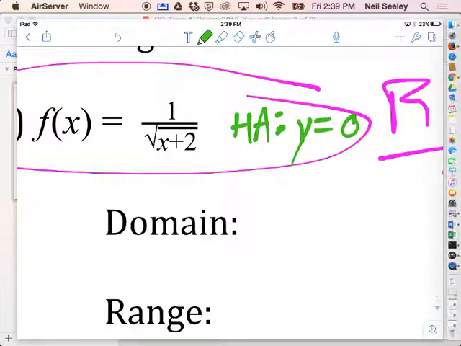It's bottom heavy. More degree in the bottom. Half a degree is more than no degree on top. So square root counts as a half degree. Does it have vertical asymptotes? Anything x can't be on the bottom? Sure, -2. Can't be -2. So x cannot be -2. X equals -2 is a vertical asymptote. We got some stuff to go off of.